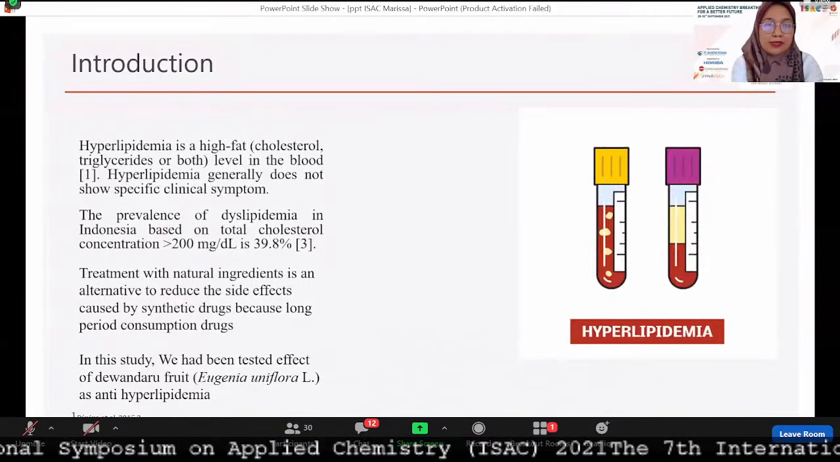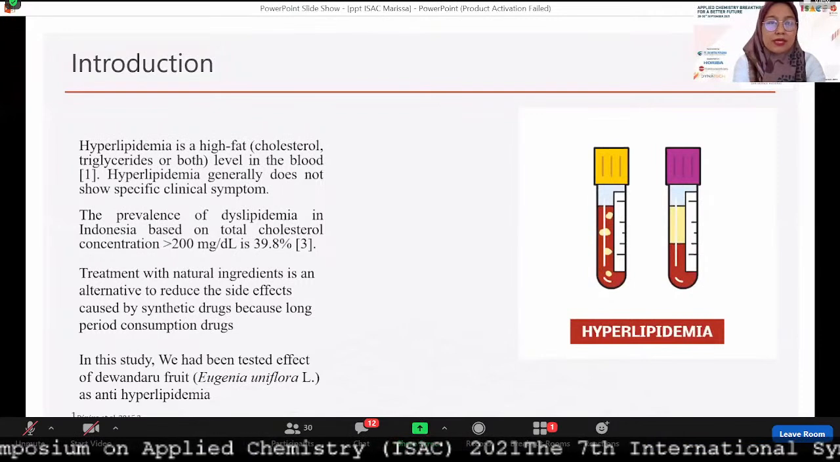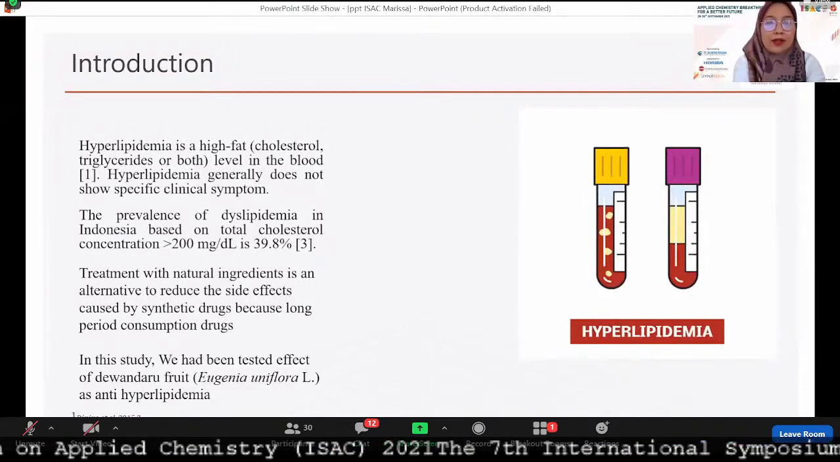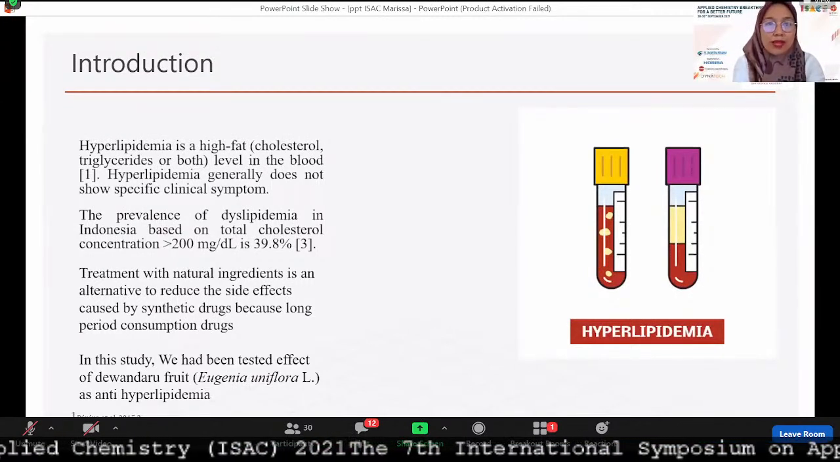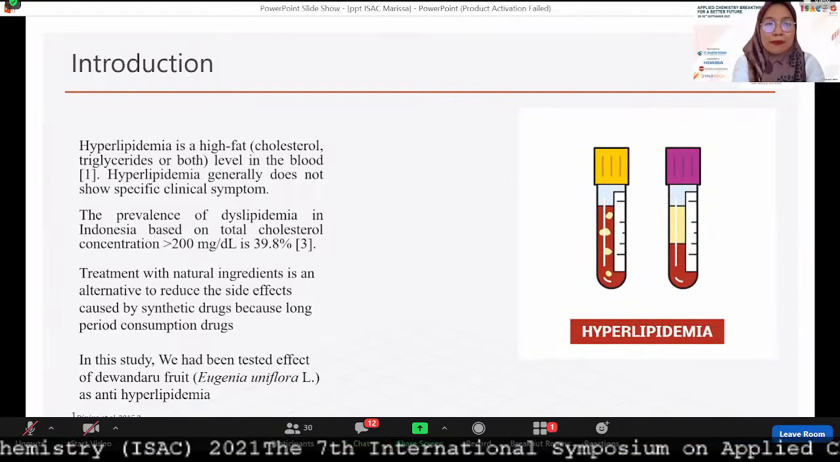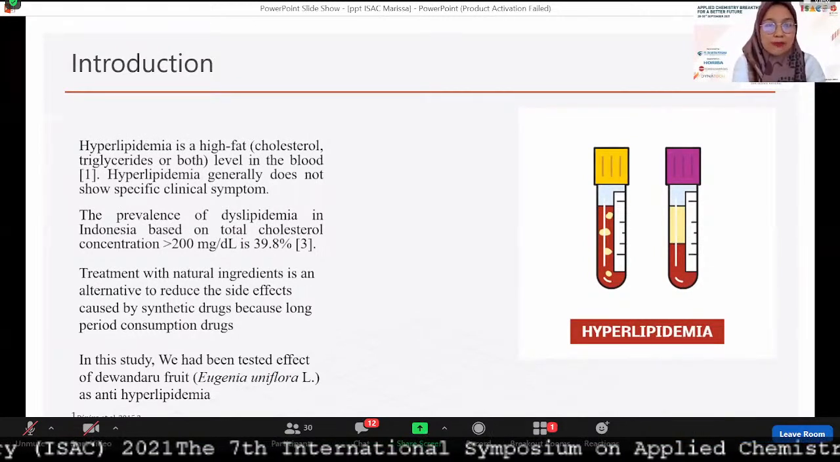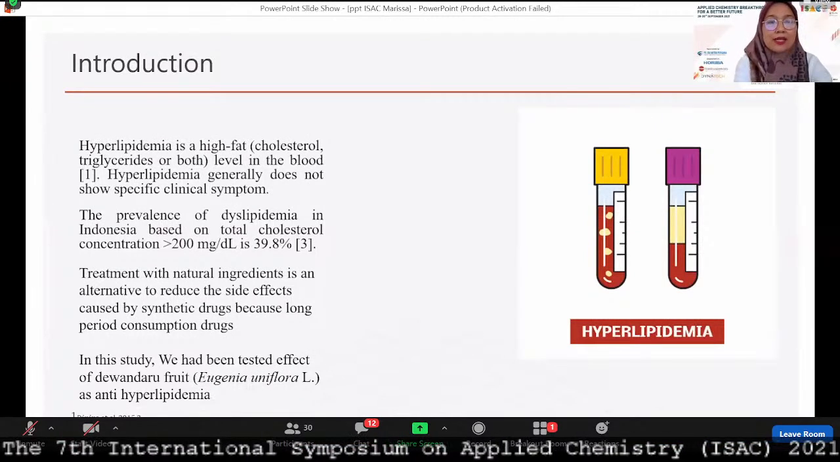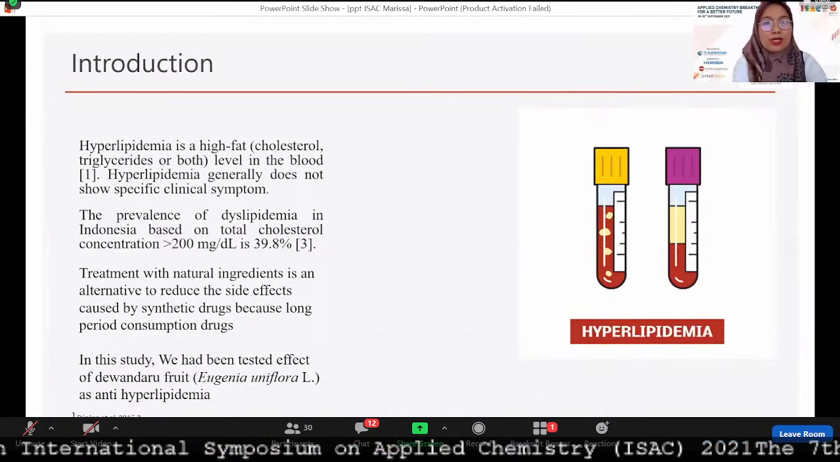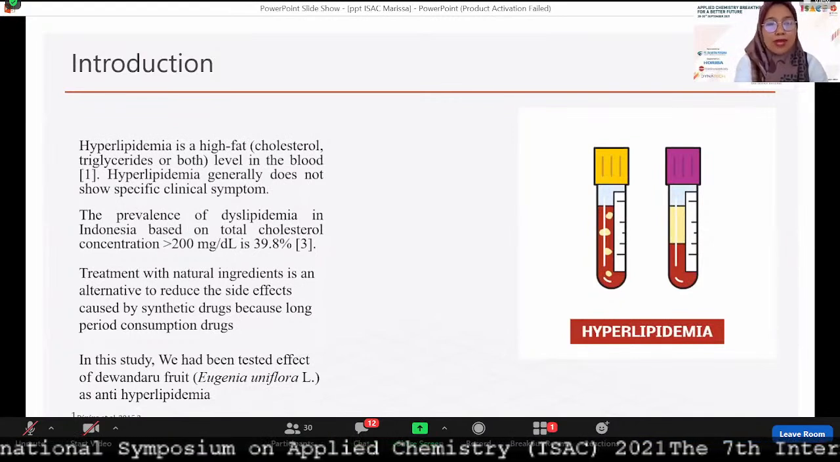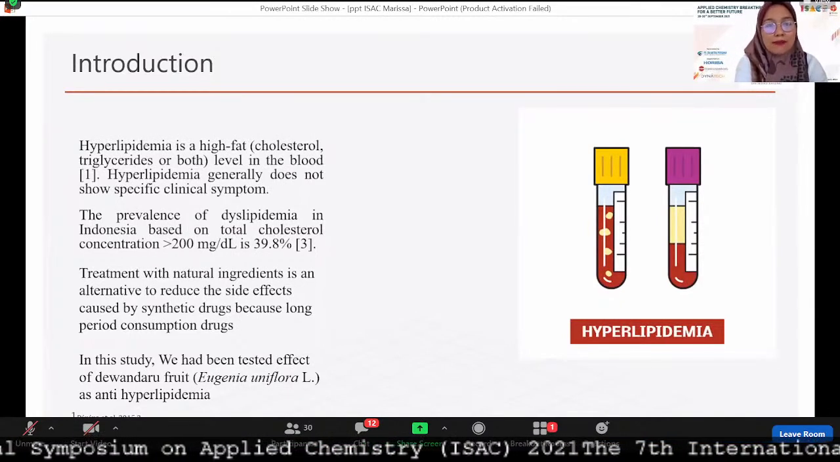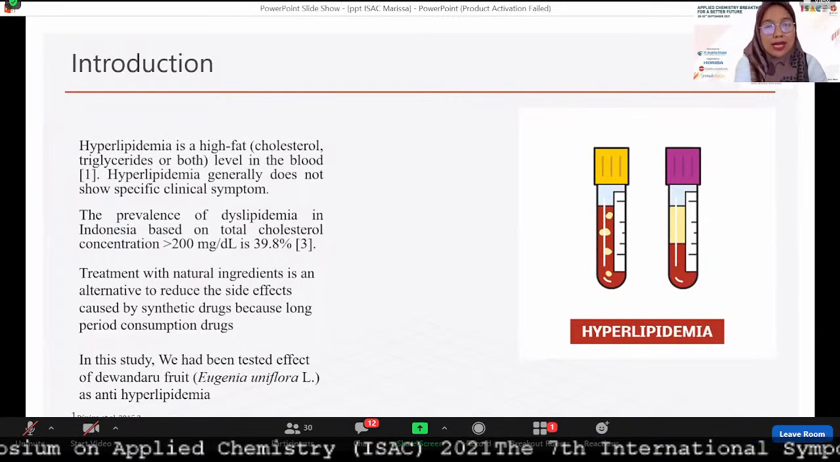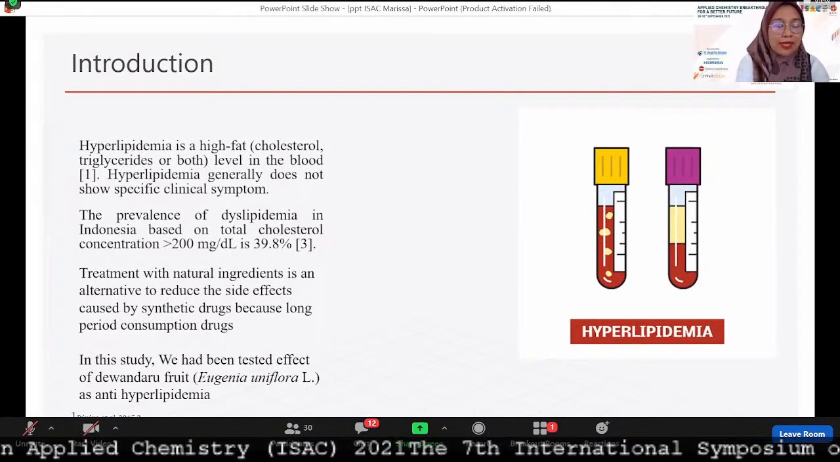The introduction of our research. We know that hyperlipidemia is a high level of fat, cholesterol, triglyceride, or both in the blood. Hyperlipidemia generally does not show specific clinical symptoms. The prevalence of dyslipidemia in Indonesia, based on total cholesterol concentration of more than 200 milligram per deciliter, is 39.8%.